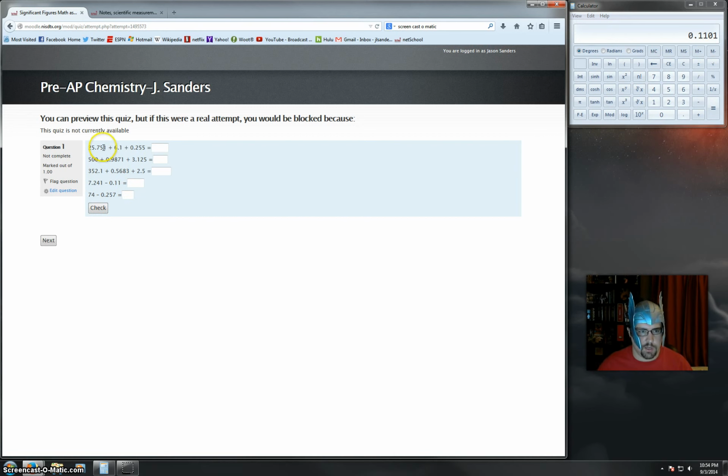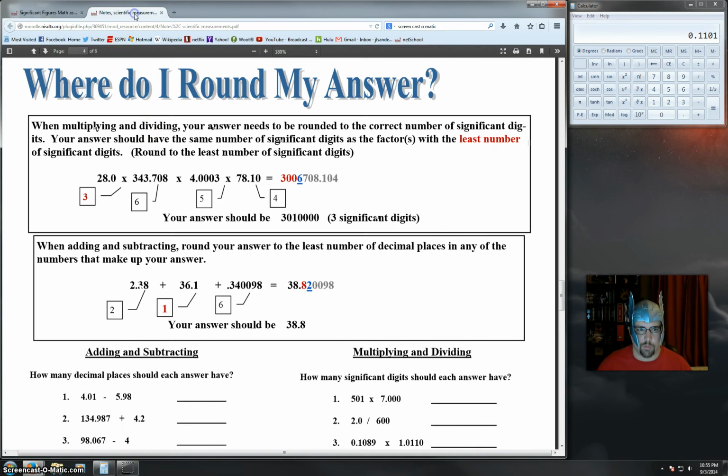Alright, so as you can see, we've got 5 math problems here. These ones are just addition and subtraction. On the next page, I've got some multiplication and some division. On the next page, it mixes it up a little more, multiplication, division. This one has some subtraction and division. So make sure you are using the correct rules at the correct time. Remember, for division and multiplication, you go with whichever one has the least significant figures, and that's what your answer will have in it. For adding and subtracting, you look at the least number of decimal places, and that's what your answer will have in it.